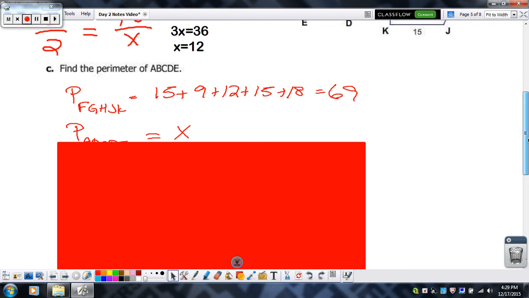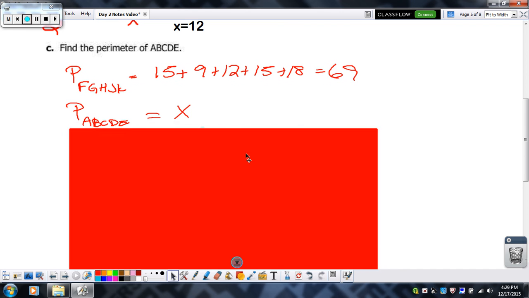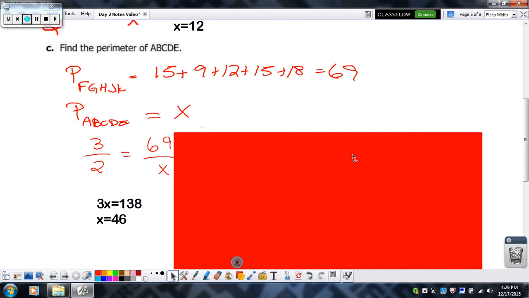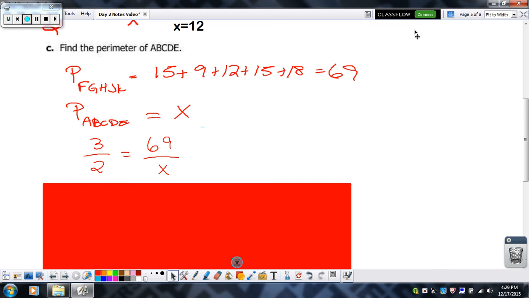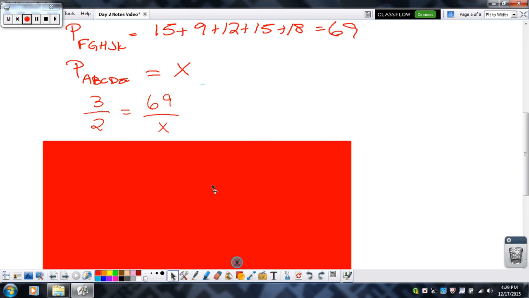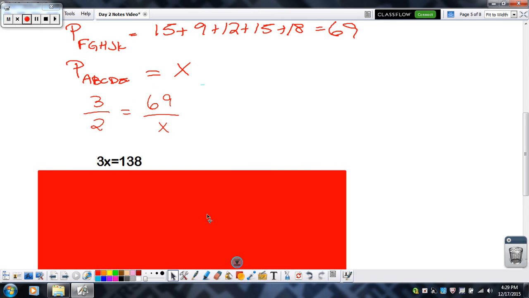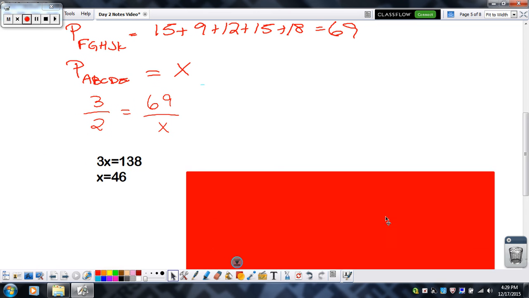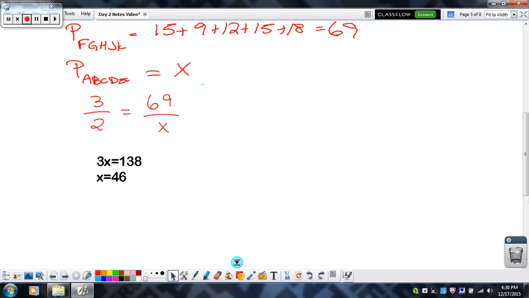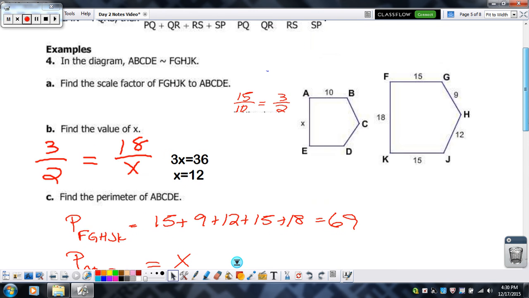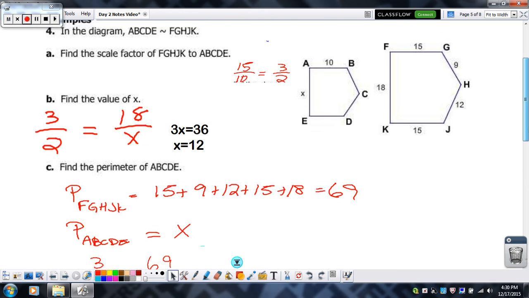We said we're going to use the scale factor, so we're going to use 3 divided by 2. We're going to set it equal to 69 over x, because 69 was the perimeter of my large shape, and x is the perimeter of my small shape. Now we're going to cross multiply and get 3x equals 138, and divide by 3 to get x equals 46, or the perimeter of ABCDE is 46.